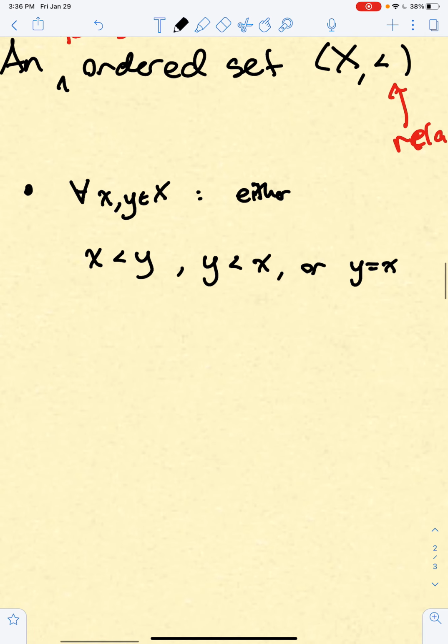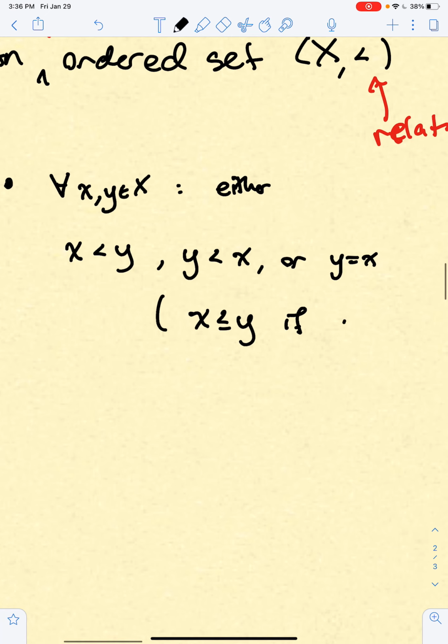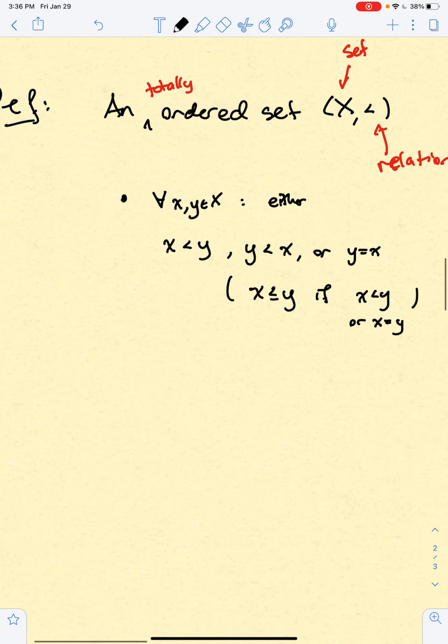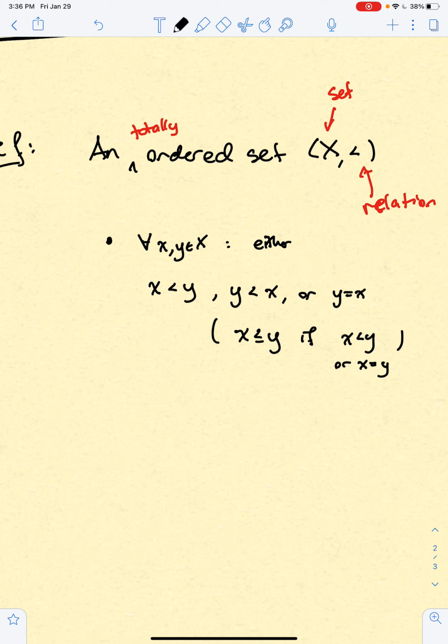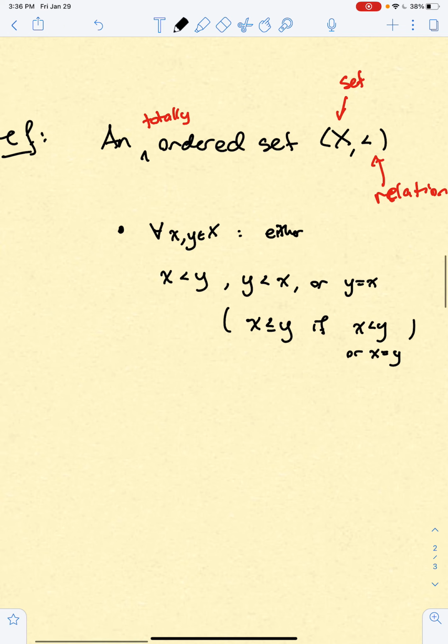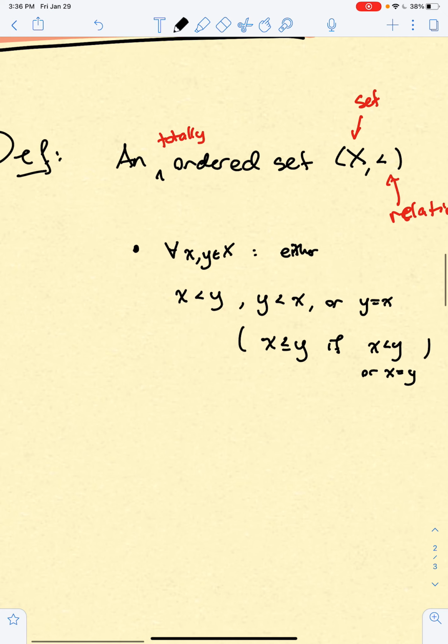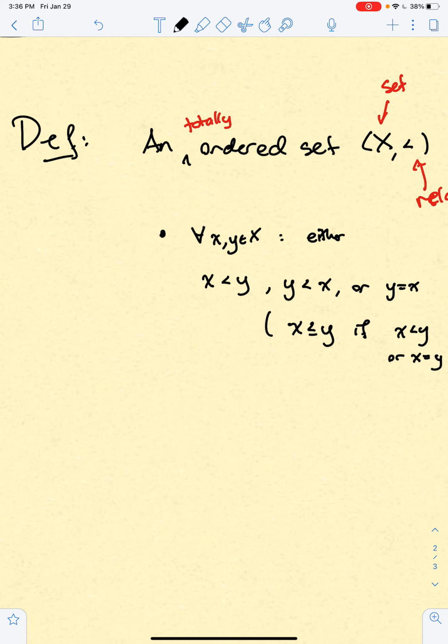So this is just a way of saying that any two elements are related in some way by this relation less than. And of course, we sometimes say x is less than or equal to y if either x is less than y or x is equal to y. It gives an equivalent type of relation. Those of you who are taking real analysis right now, or particularly real analysis with me, you'll note that we have also just talked about these things recently. In particular, the real numbers and the rational numbers are both examples of ordered sets or ordered fields.